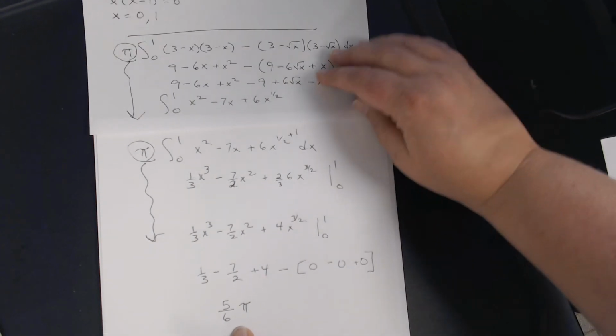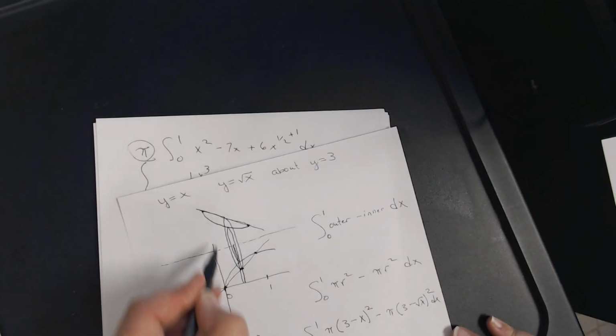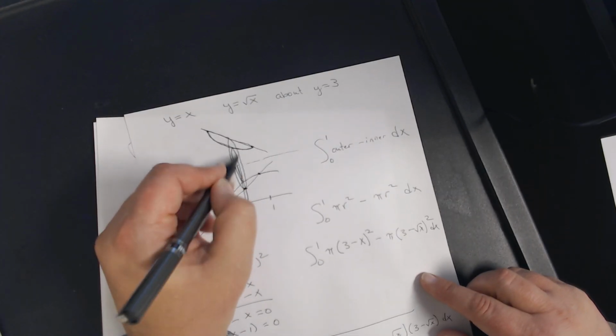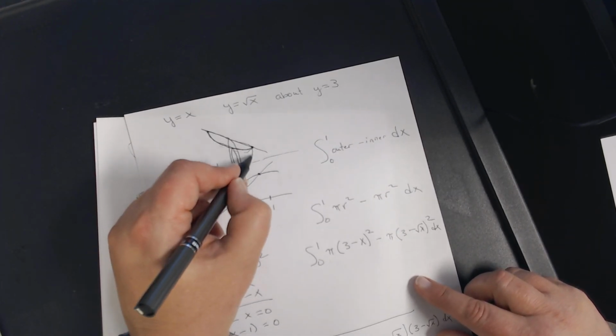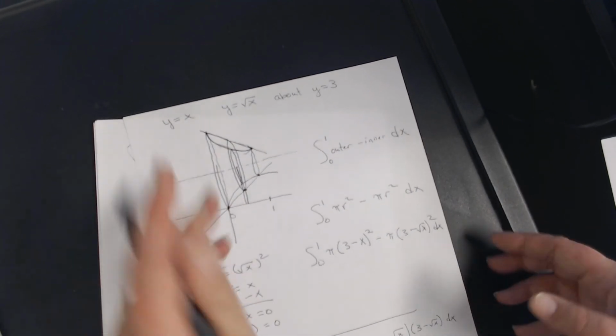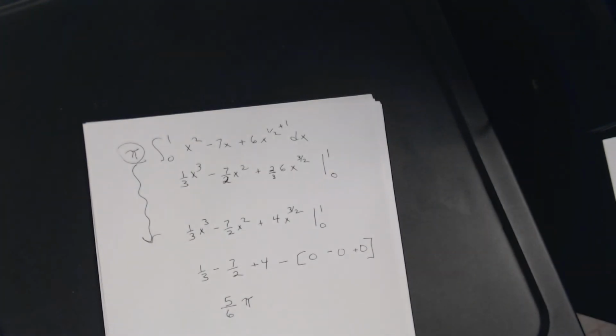That is the volume of this little washer getting spun around. Or not, I'm sorry, that's the volume of what? This whole thing, right? This was just one little washer, but this whole thing from here to here getting spun around, and subtracting out that middle, that volume is 5 pi over 6.